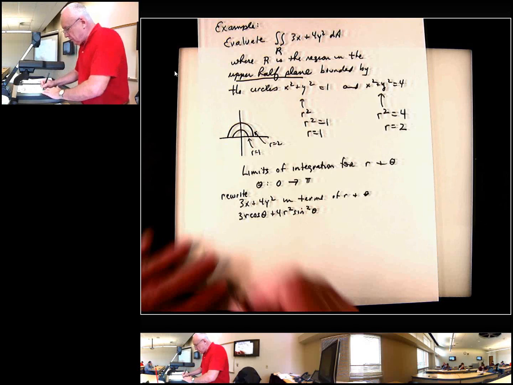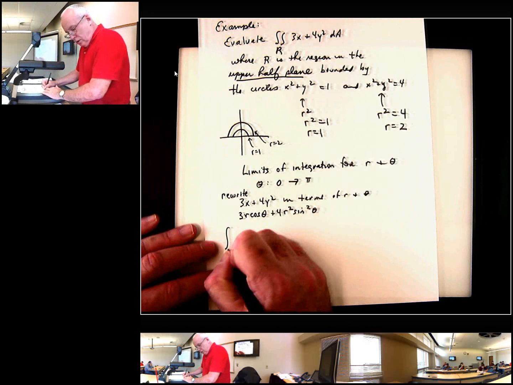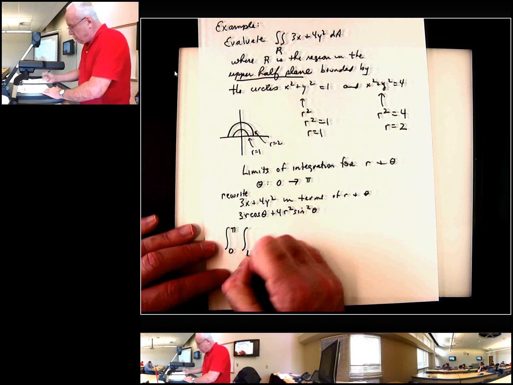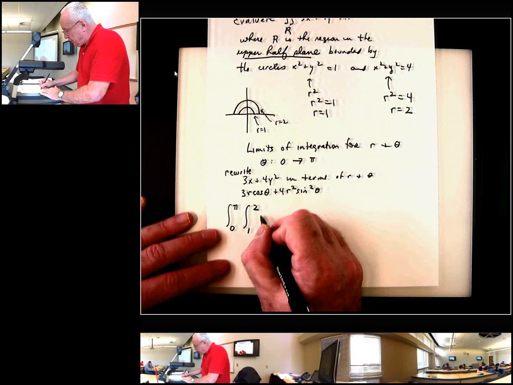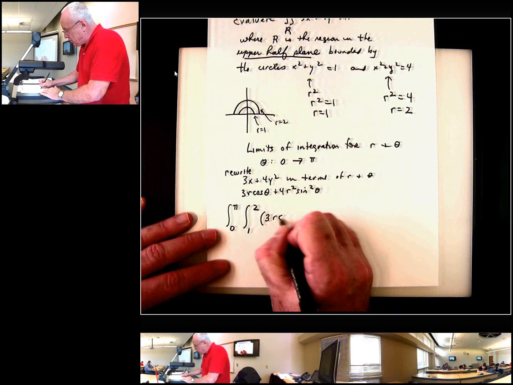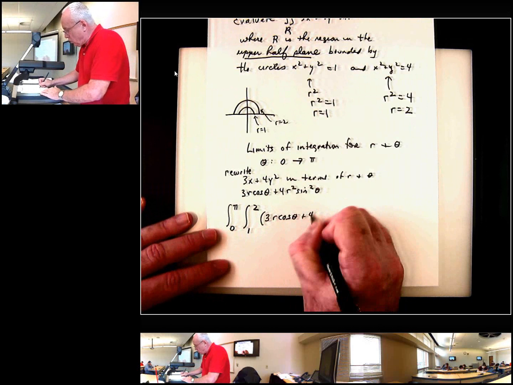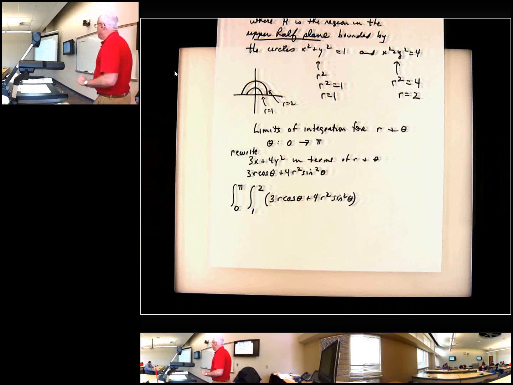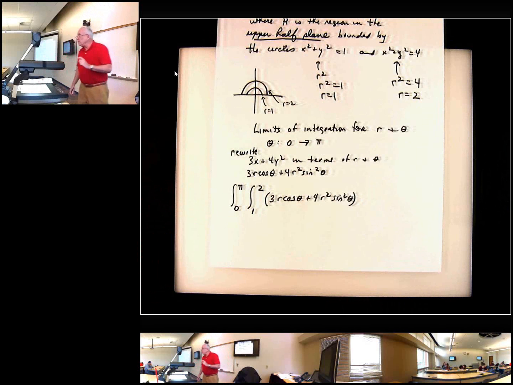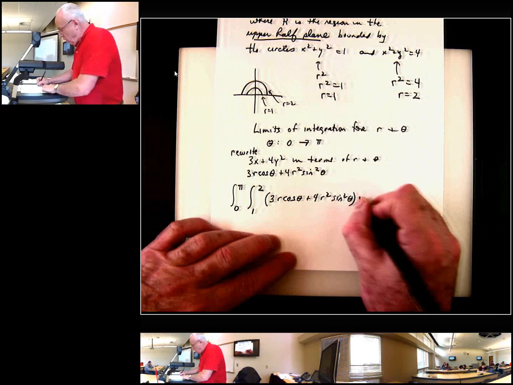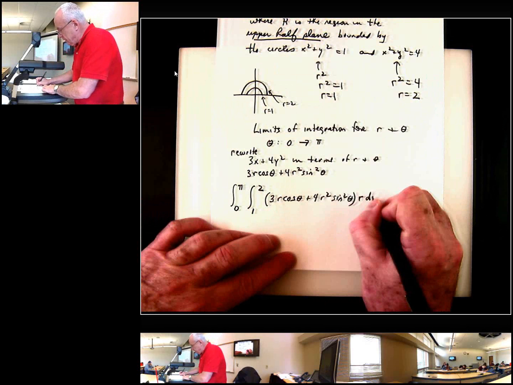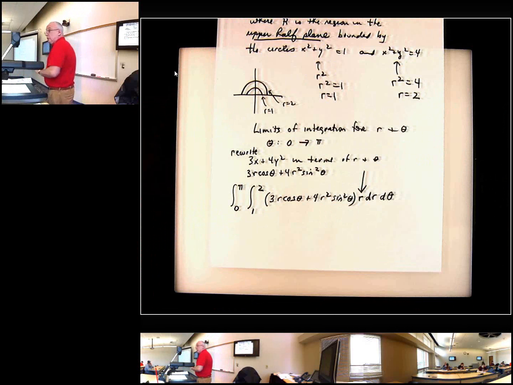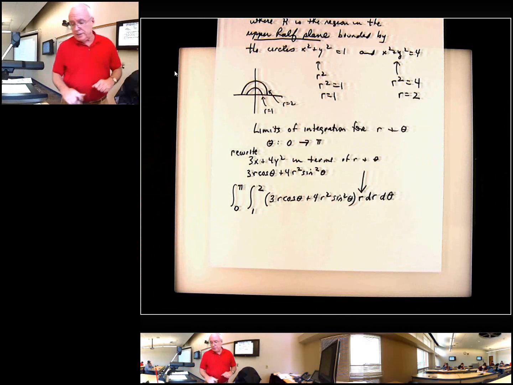So we have to make sure we rewrite our function accordingly. So this then is our integral. Theta goes from 0 to pi, r goes from 1 to 2, our function is 3r cosine theta plus 4r squared sine squared theta. And now we want to make sure we remember the extra r. r dr d theta. Okay, be sure you do that. In addition to your function, you have that extra thing.